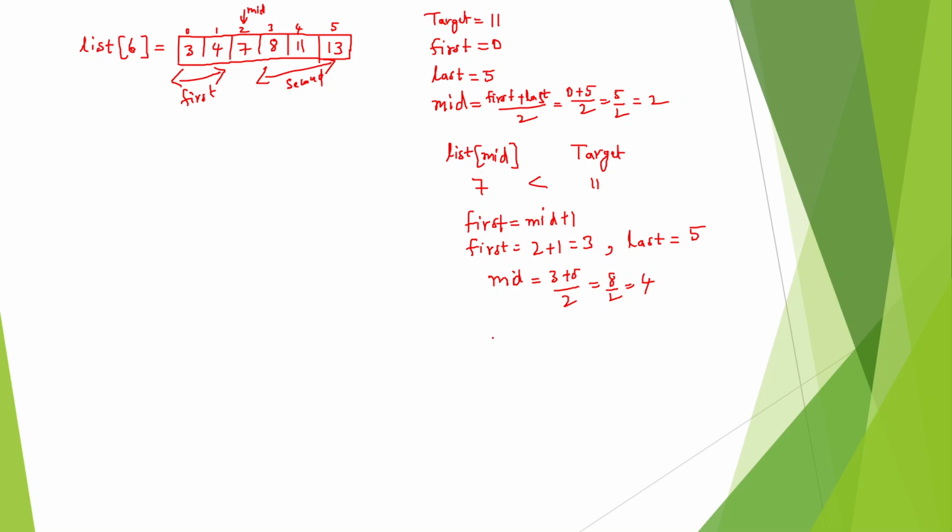So check again, list of mid and the target. What is list of mid? List of 4, what is in list of 4? It is 11. Okay, and our target is 11. So this is how, see, in only 2 comparisons we found the target. With these many items, in 2 comparisons only we found the target.